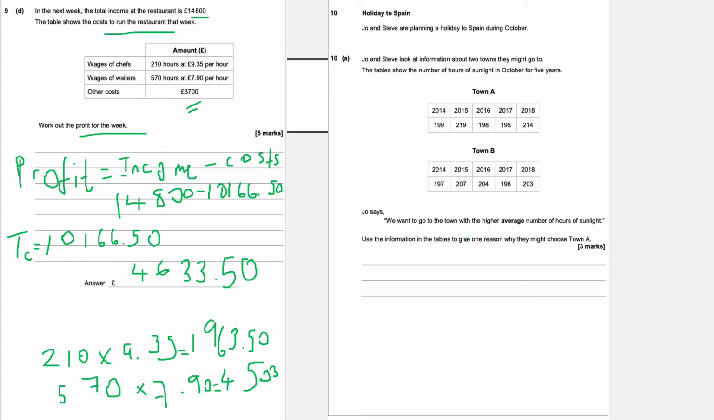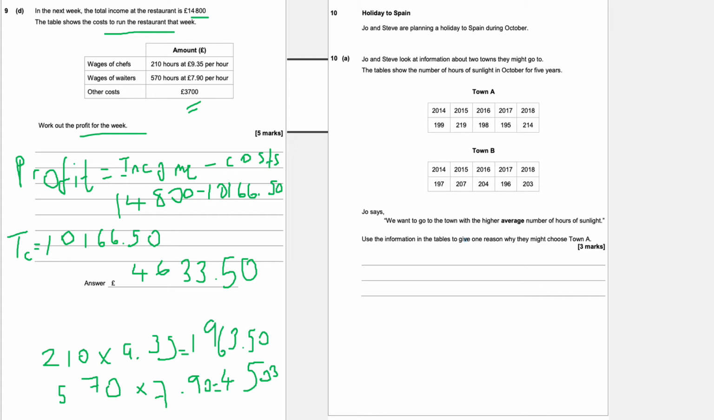Question number 10, holiday to Spain. Joe and Steve are planning a holiday to Spain during October. Question 10A, Joe and Steve look at information about two towns they might go to, Town A and Town B. The table shows the number of hours of sunlight in the last 5 years. Joe says we want to go to the town with the higher average number of hours of sunlight. Use information in the tables to give one reason why it might be Town A.